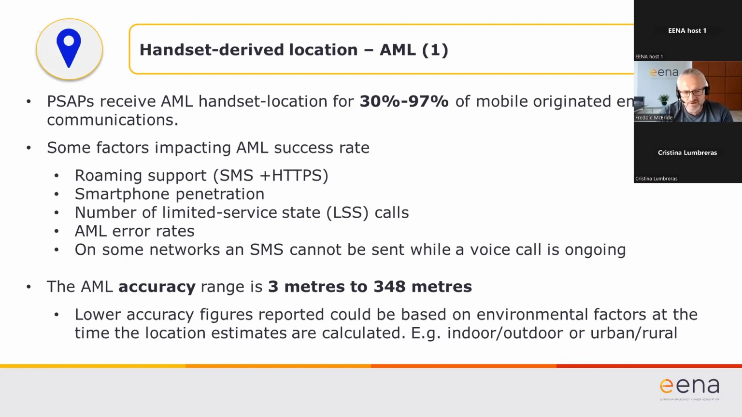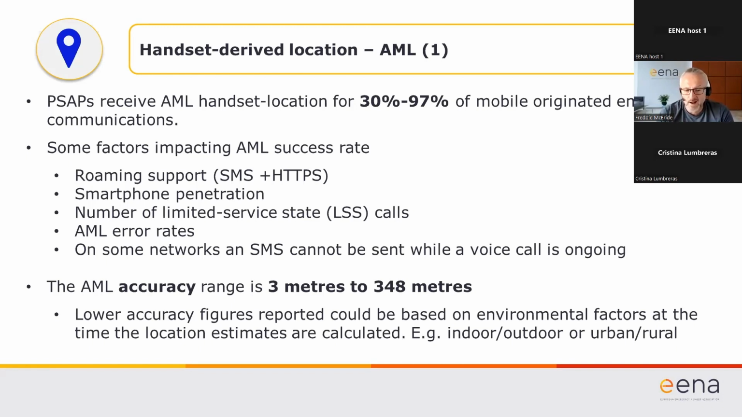In terms of accuracy, we had reported in the findings of the survey, it ranges from 3 meters to 348 meters, which, if you consider 10 years ago, we were relying solely on network location, which in some cases was providing accuracy of a number of kilometers, which isn't very useful. So this is really good.